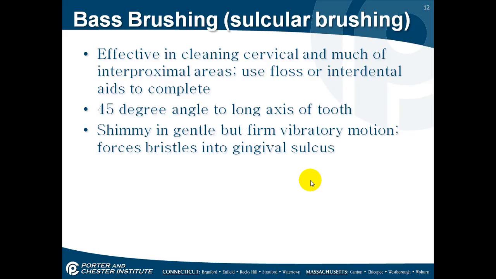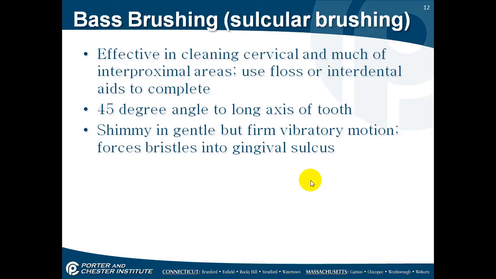On the maxillary, the Bass brushing technique. This is also called sulcular brushing because it's aiming for the sulcus, or that area of free tissue around the tooth. It's effective in cleaning the cervical and much of the interproximal areas of the teeth. We use floss or interdental aids to complete this process.